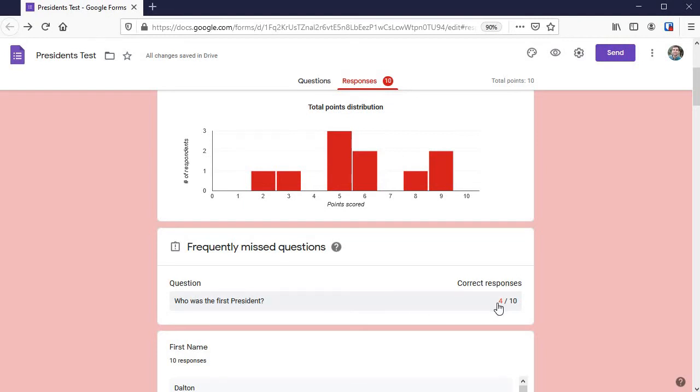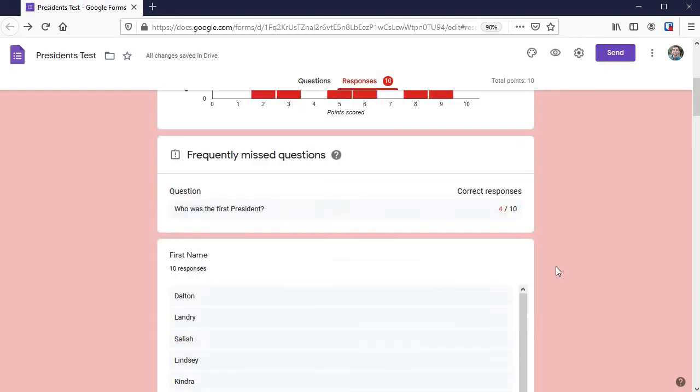We always think about this data. How can I use this to improve my instruction, to inform my grouping, and make my class more effective? So this is a clue to me that, wow, this would be a whole class review if only 4 out of 10 got who was the first president, and I need to look at that some more.